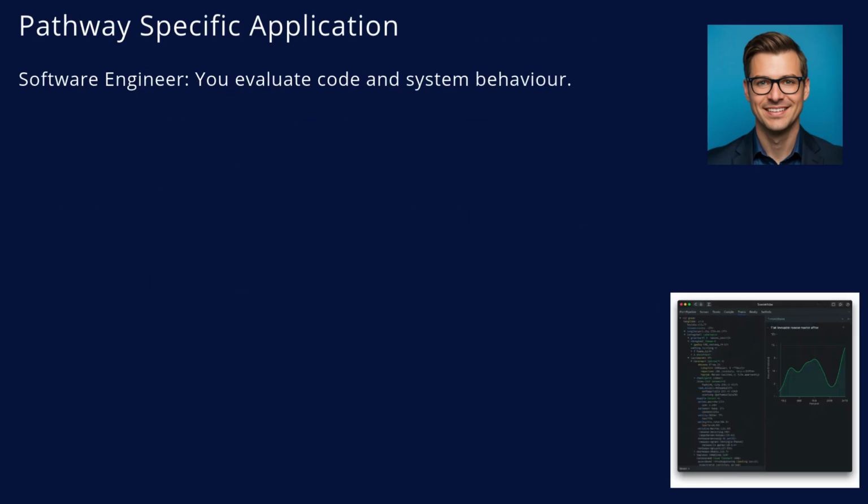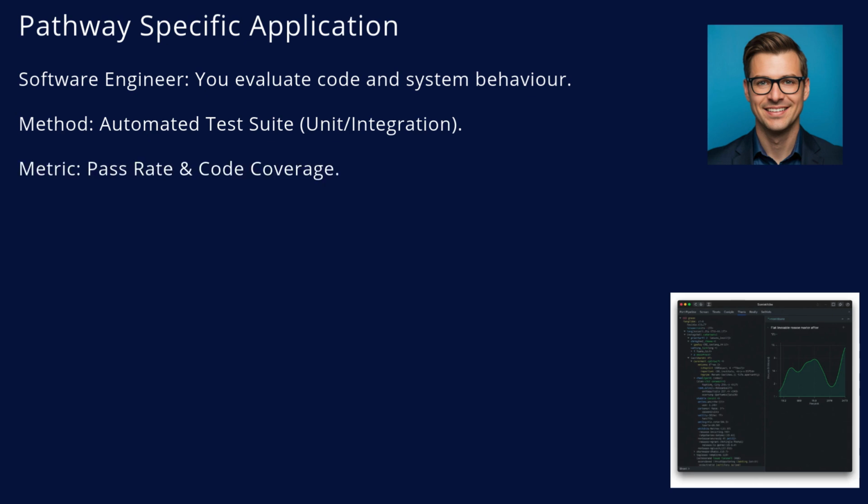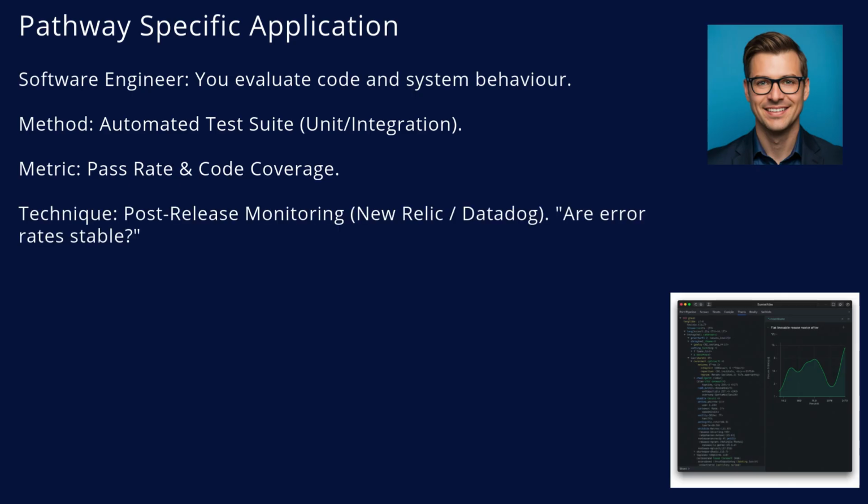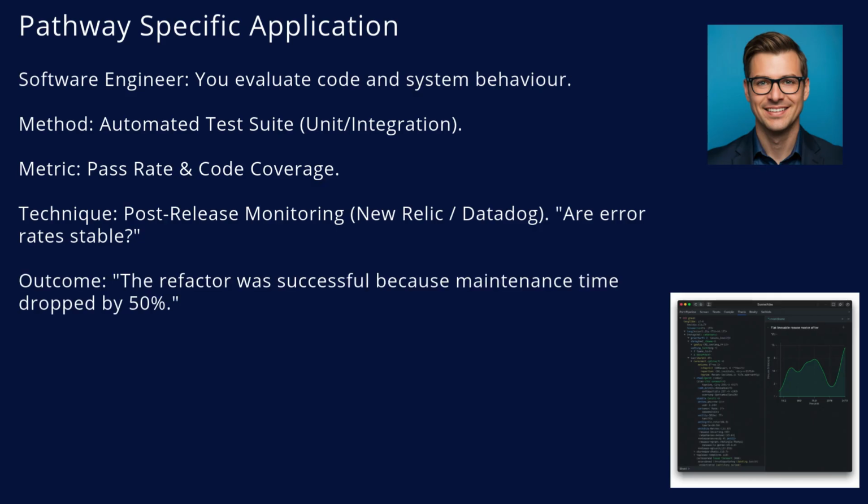How does S21 apply to you? As a software engineer, your primary evaluation method is your test suite. If 100% of tests pass, that is a strong evaluation of functional success. But you go further. You use post-release monitoring tools like New Relic or Datadog. You watch the error rates after you deploy. Your evaluation might be, the refactor was a success not because it added features, but because it reduced the time it takes to fix bugs by 50%. That is a powerful outcome.